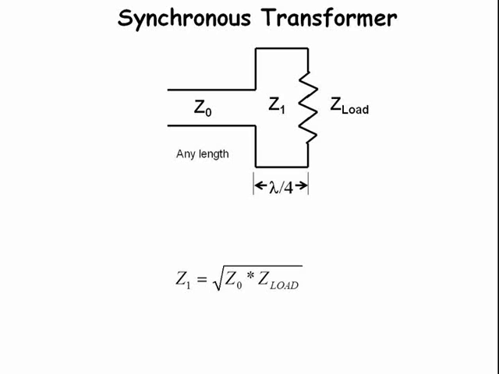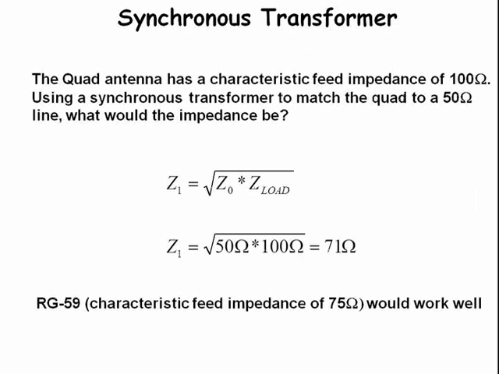To match two different impedances, such as the transmission line and the load, a 1/4 wavelength section of transmission line with the value halfway between the two values will do the job. For instance, to match a 100 ohm antenna to a 50 ohm coax, you need a 1/4 wavelength section of 75 ohm or RG59 coax.